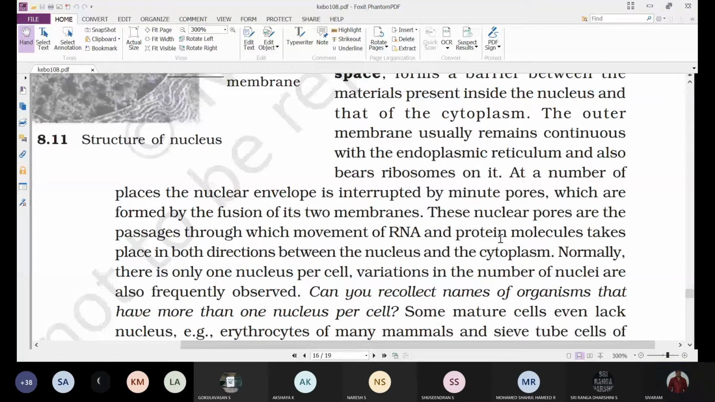And next, at a number of places, the nuclear envelope is interrupted by minute pores, which are formed by the fusion of its two membranes. These nuclear pores are the passages through which the movement of RNA and protein molecules takes place in both directions between the nucleus and the cytoplasm.